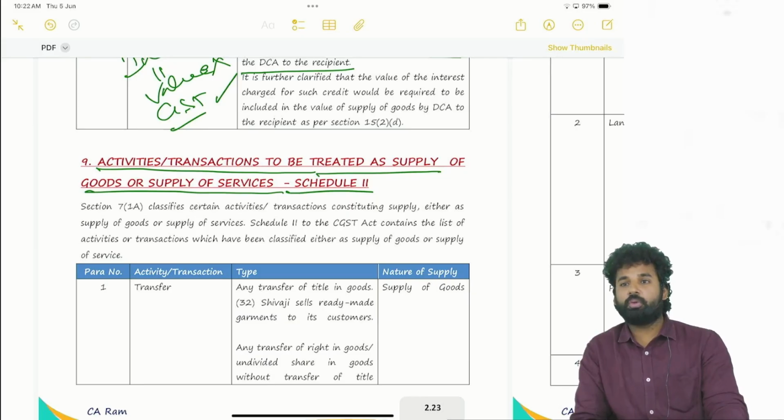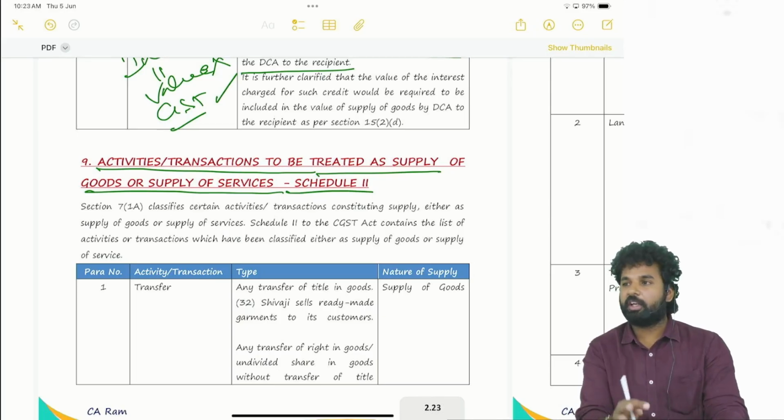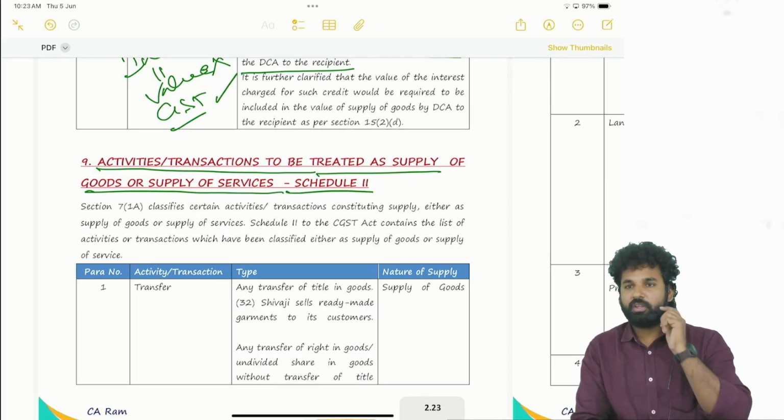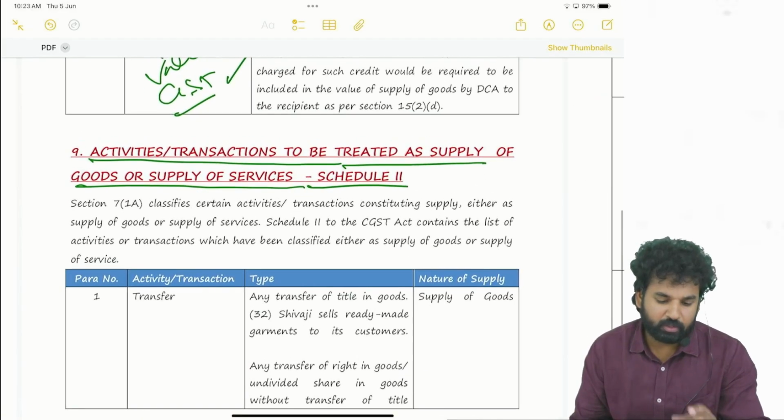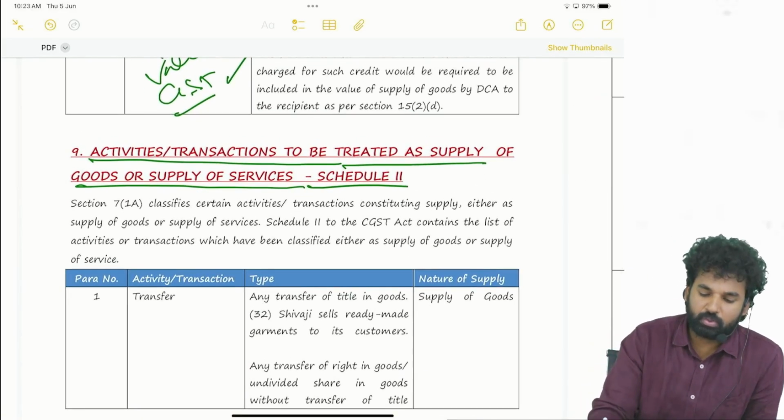So through Schedule 2, there is a list of activities which shall be treated as supply of goods or supply of services. As they are telling, we have to follow it. Even though there may be cases where there is no justification to treat it as supply of service or supply of goods, it shall be followed. Okay, right. So, activities or transactions to be treated as supply of goods or services.